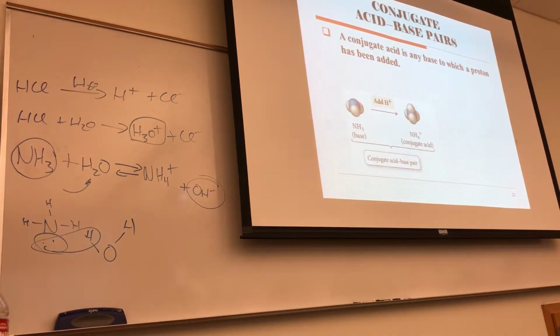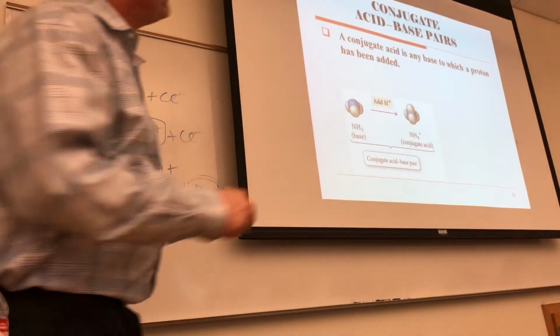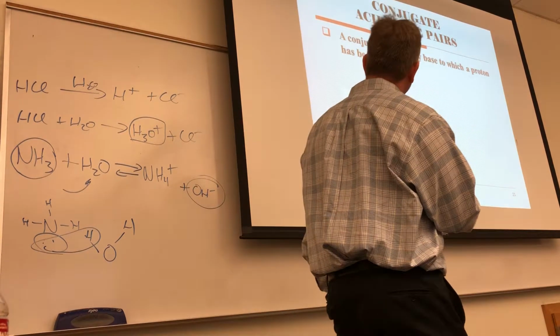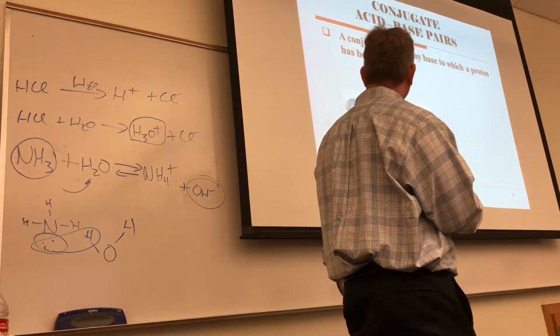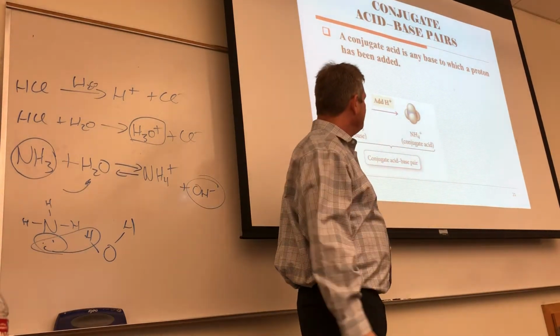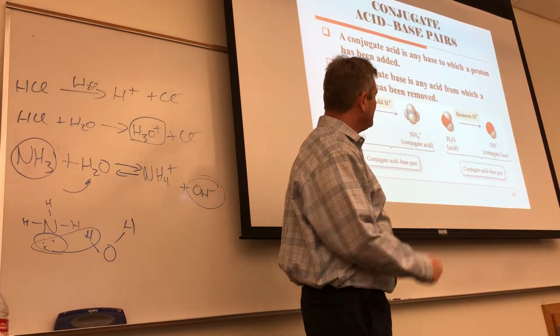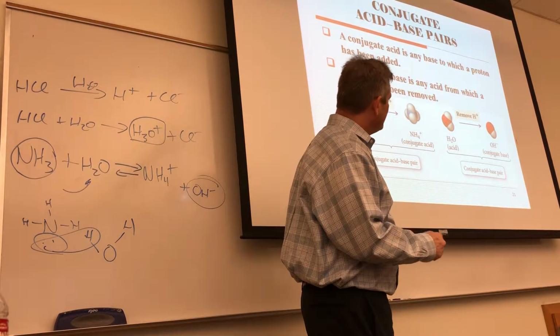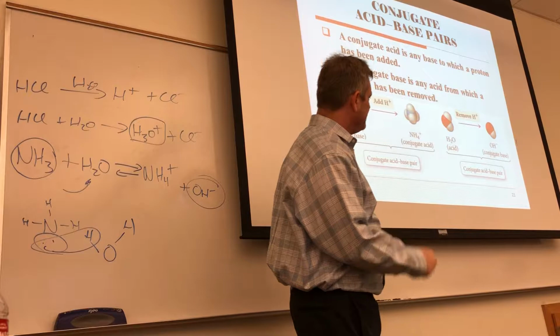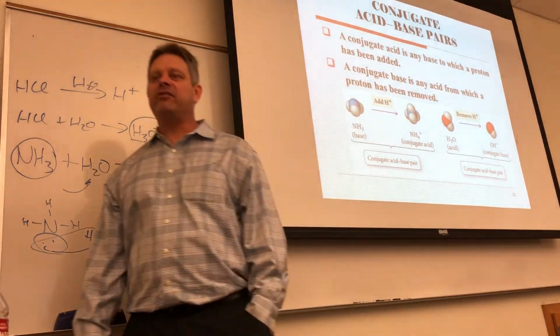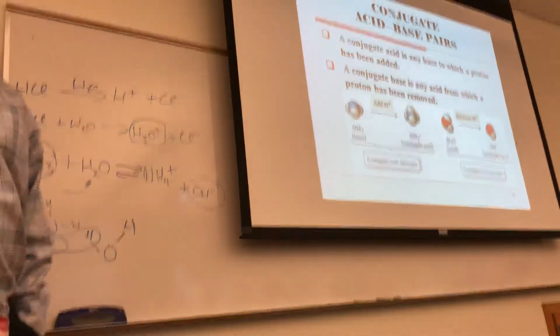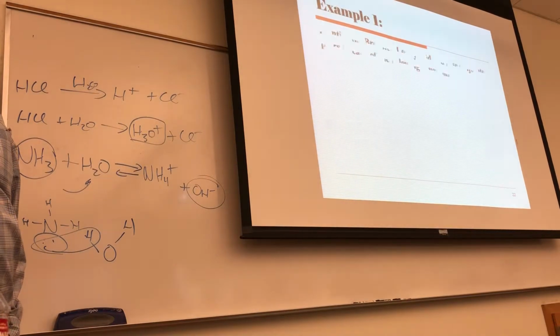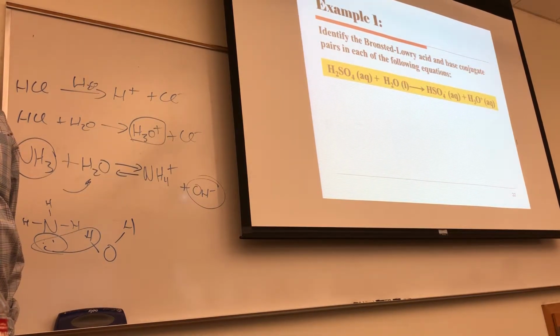Let's do a couple more before we get out of here. A conjugate acid is any base to which a proton has been added. Right, no big deal. This goes to here. Same, nothing special here. And when you remove the H plus, this is the conjugate base. And just in case you weren't clear on anything I did, you can look at these slides. For the most part, it's everything I've already said. So let's do it here.